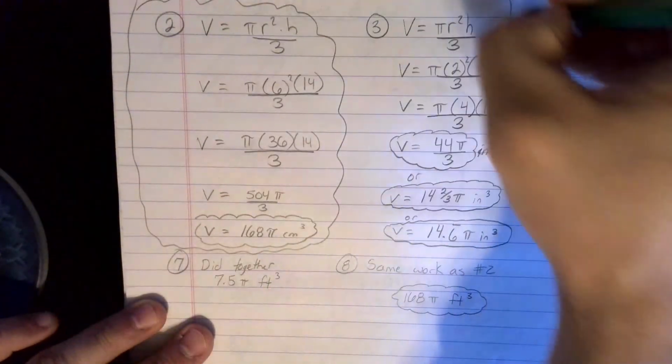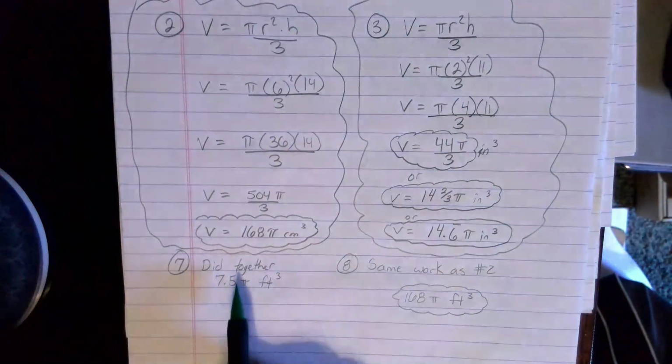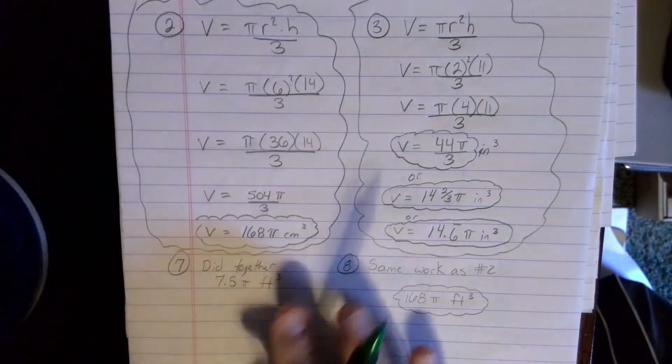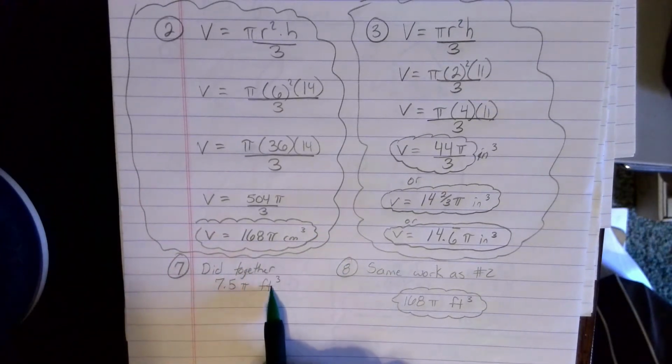And number 3, I have the work done out. Okay. Number 7 we did together in class, so we already did that on video step by step, and the answer was 7.5 pi cubic feet.